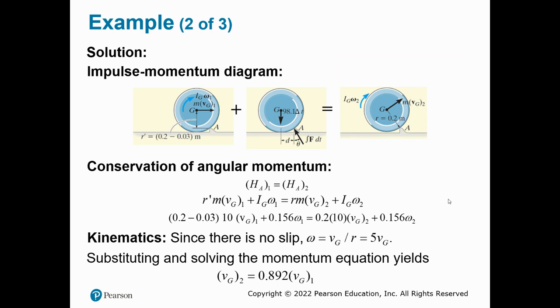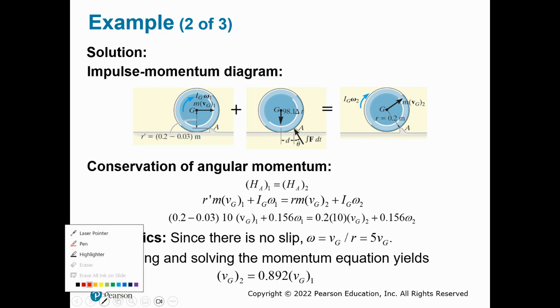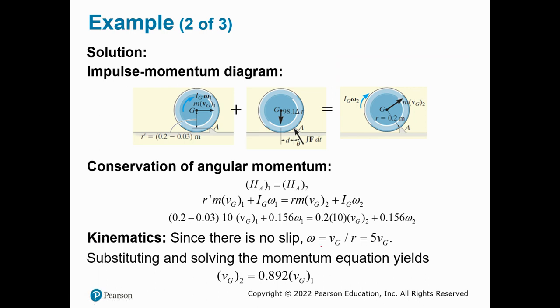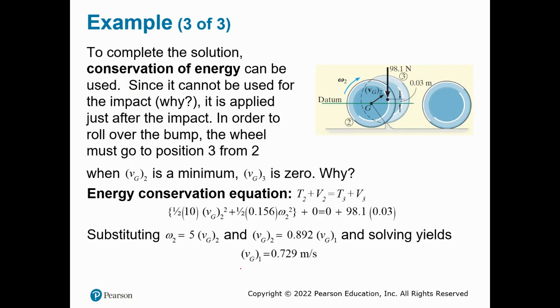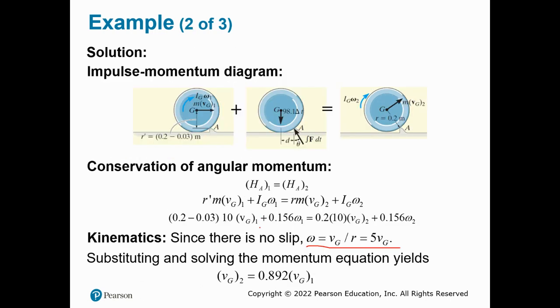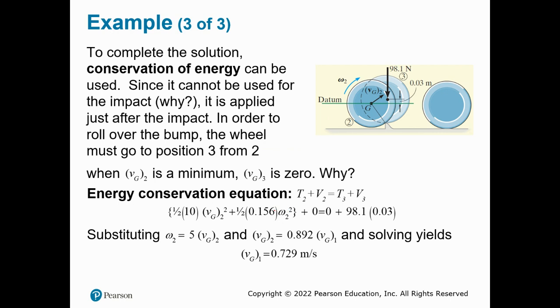Initial angular momentum equals the final angular momentum. The rest we just plug in what we do know. We know a lot of the variables here, and we plug in the relationship between linear velocity and angular velocity, and we get a relationship between VG2 and VG1. Now we still have two unknowns, and we also need conservation of energy.